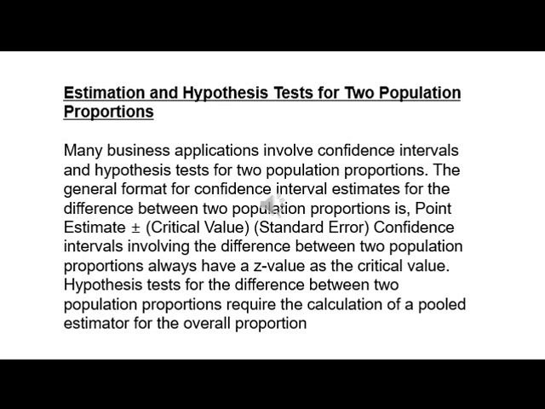Estimation and hypothesis tests for two population proportions. Many business applications involve confidence intervals and hypothesis tests for two population proportions. The general format for confidence interval estimates for the difference between two population proportions is point estimate plus or minus critical value, standard error. Confidence intervals involving the difference between two population proportions always have a z-value as the critical value. Hypothesis tests for the difference between two population proportions require the calculation of a pooled estimator for the overall proportion.